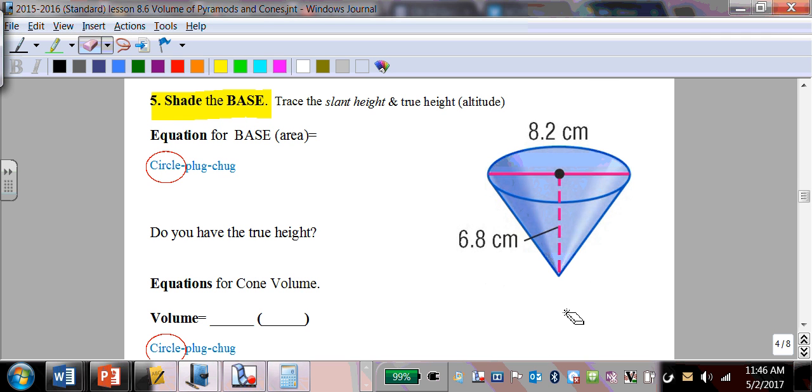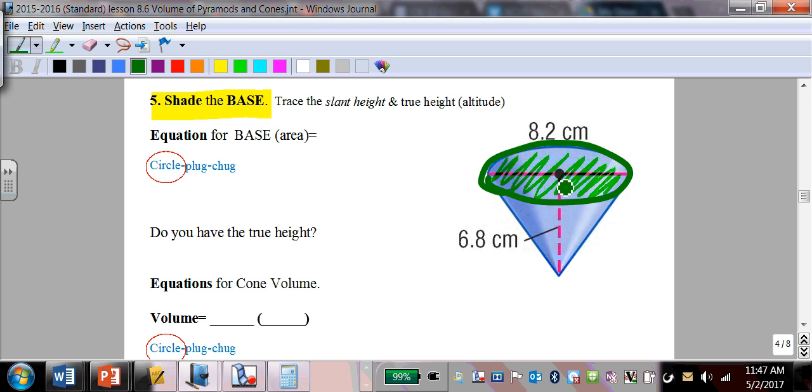Okay? Ready? Shade the base. Let's come over here. Let's do another one. Let's shade our base. All right, Zach, what's the shape of our base? Oval. It's a circle, technically. You've got to think in 3D. It's a circle. Okay, so Zach, how do you find the area of a circle? Pi r squared. Good. Pretty good.